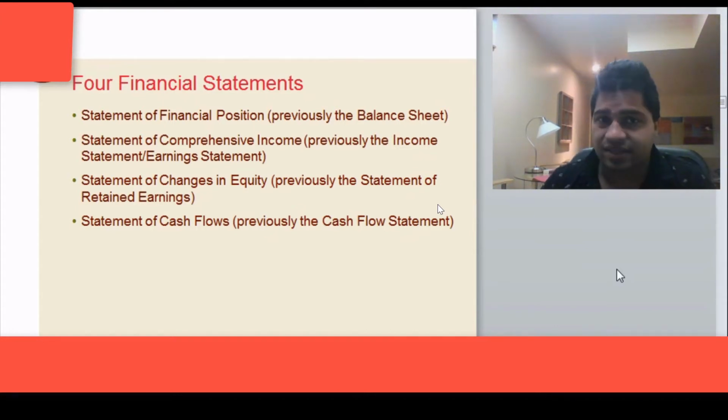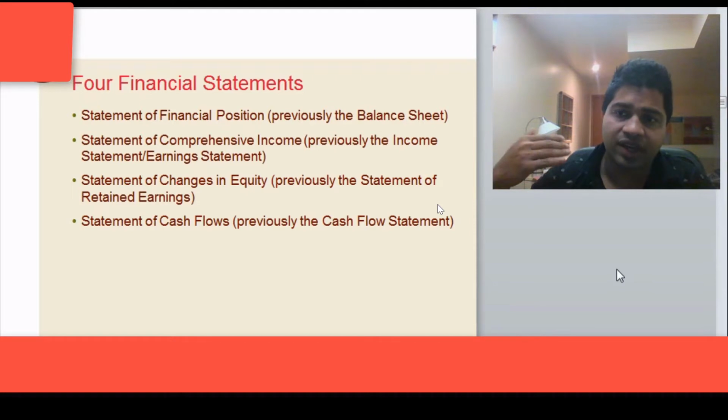Now there are four financial statements. First, the statement of financial position, also called the balance sheet. The balance sheet indicates how much the company has in assets, how much the company owes to others in liabilities, and what is the remaining equity that the shareholders have in the business. So it is the financial position of a company as on a given date.